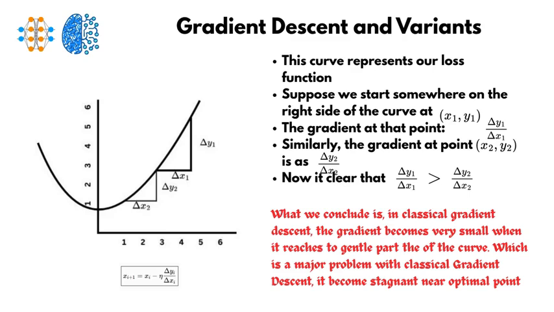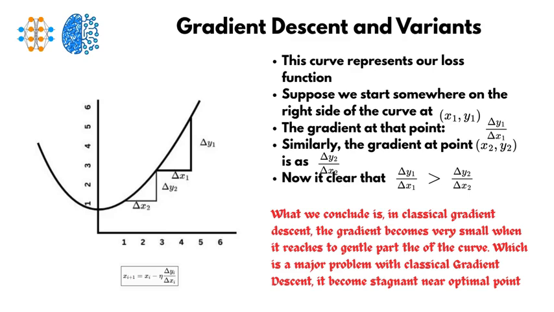The parameter update in classical gradient descent follows the rule x_{i+1} = x_i minus eta multiplied by delta y_i divided by delta x_i. Here, eta represents the learning rate. Therefore, when the gradient is large, the update is large. When the gradient becomes small, the updates also become small.